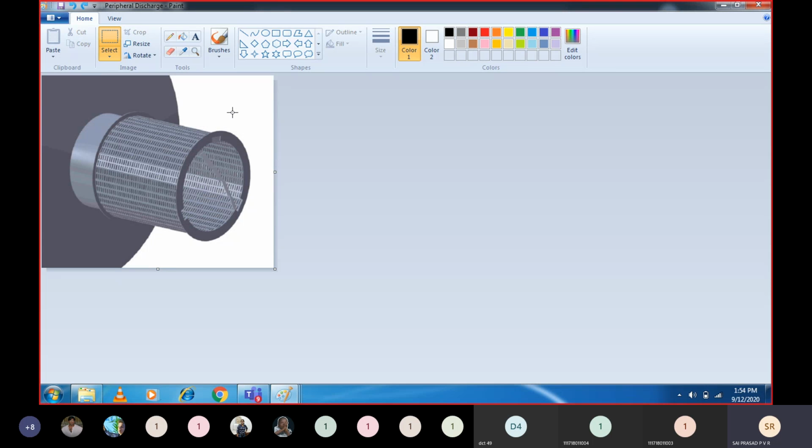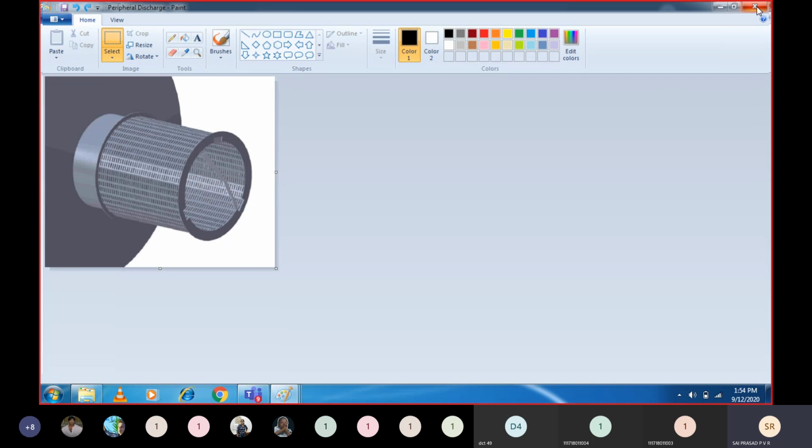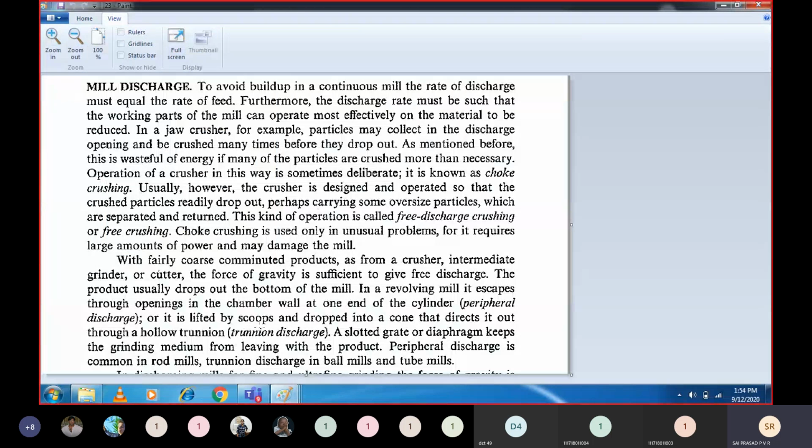That is important. In the case of rotating mills, we have one type of provision where the crushed products can be taken out from here. This is called peripheral discharge. Remember this. And then we will have Trunnion discharge. Here we have Trunnion discharge. I will also show that.